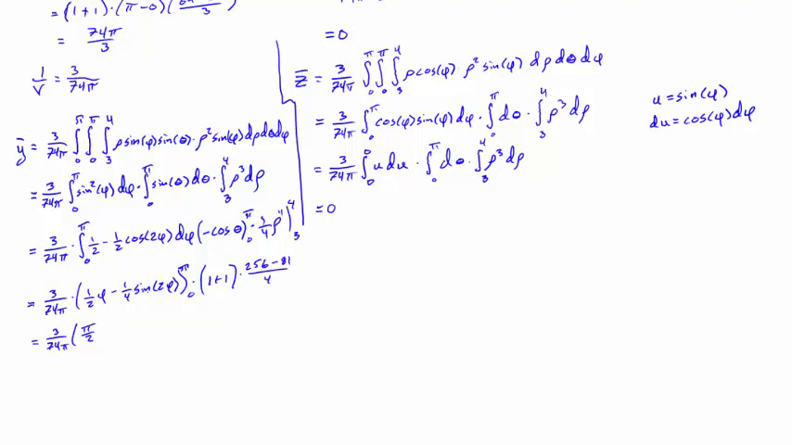We could have 0 when I plug in pi for the sine of 2 phi, and then I get a 0 when I plug in the zeros. Yep, so just the pi over 2 times 2 times 256 minus 81. That is 175 over 4.